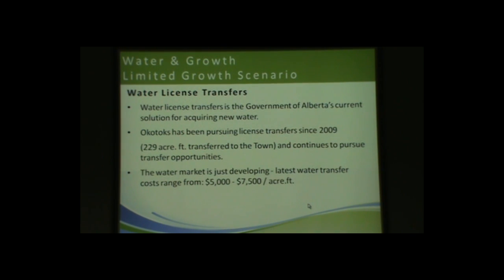The second potential source of water is water license transfers. Transfers is the government of Alberta's current solution for acquiring new water. Our town has been pursuing license transfers since 2009, and we continue to pursue transfer opportunities. We have had, since 2009, approximately 229 acre feet transferred to the town. The water market for water license transfers is just developing. Costs of the transfers that we've done to date are ranging from $5,000 to $7,500 an acre foot.